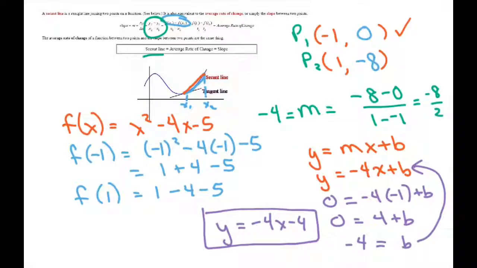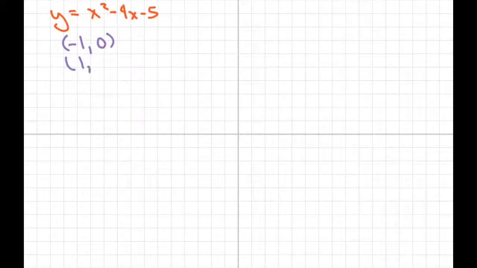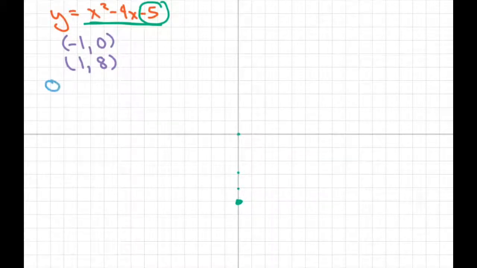All right, so now we're going to try to graph this as best as we can. We have -1, 0, and 1, -8. Let me write that down. First of all, let's look at this. Our y-intercept is -5. So I'm going to do that first. So when x is 0, y is -5. 1, 2, 3, 4, 5. So there's your y-intercept.